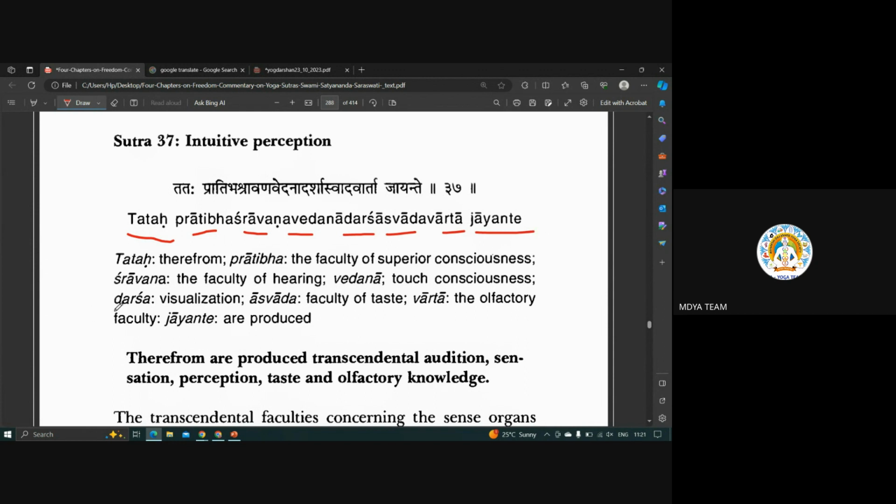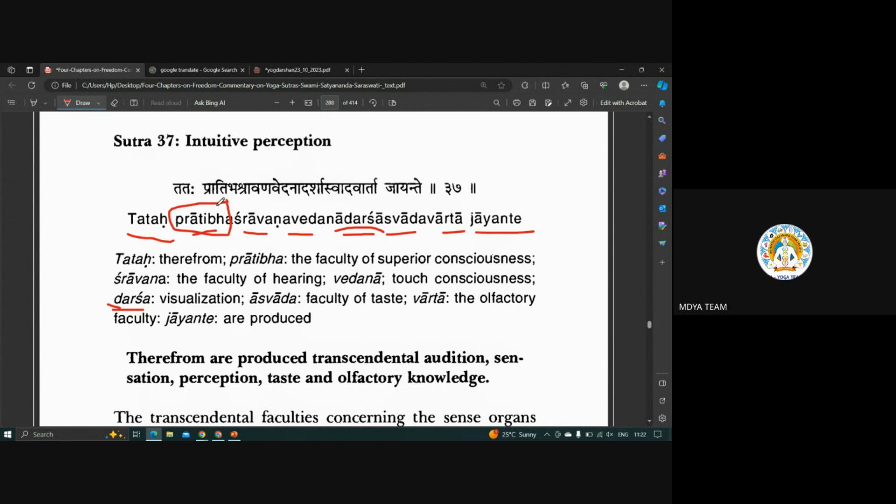Please note down, it is not darsha. I think it is wrong. It is adarsha, with an A. Okay. And easy keywords I am giving to you. Pratibha, you know very well. What is Pratibha? Viveka Khyati.